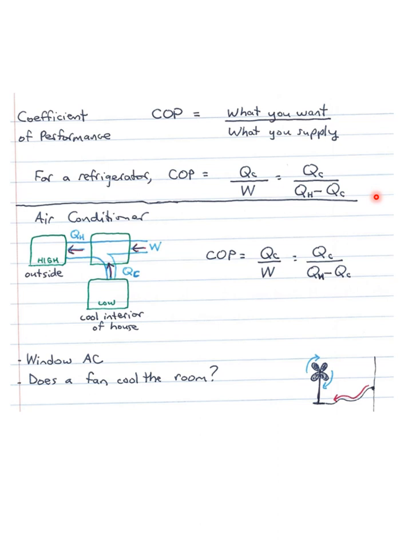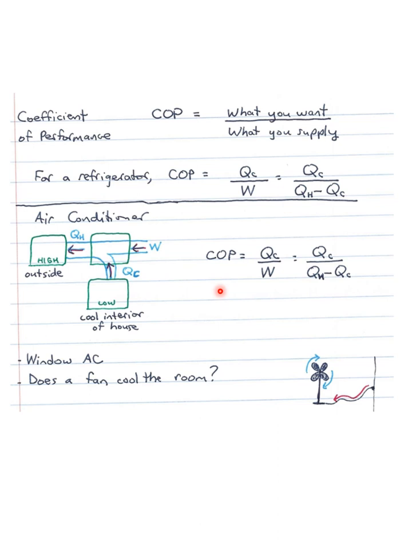Now, an air conditioner is very similar to a refrigerator. However, the difference in the diagram that I've just drawn here is with an air conditioner, instead of the low temperature region being the inside of a refrigerator, now it's the inside of the building, the cool interior of the house. And the heat is going to be dumped outside into the hot summer air. But the flow chart, the schematic here, is exactly the same as for a refrigerator.